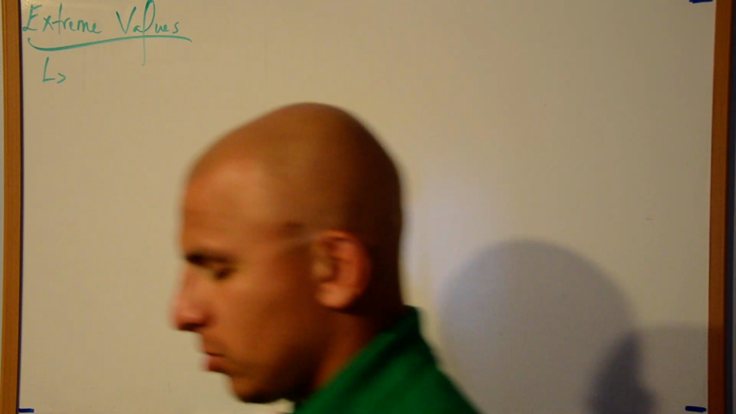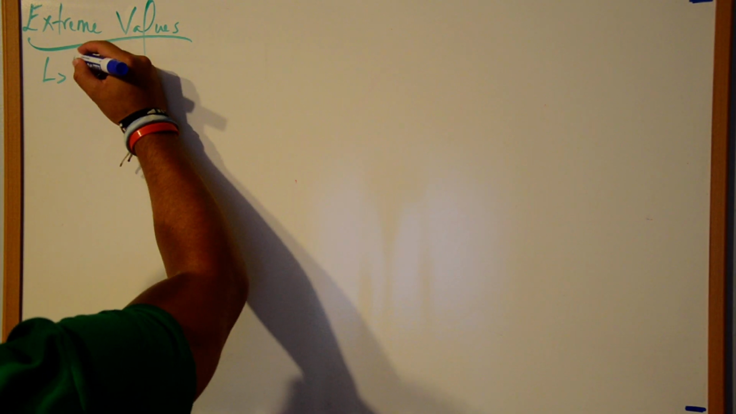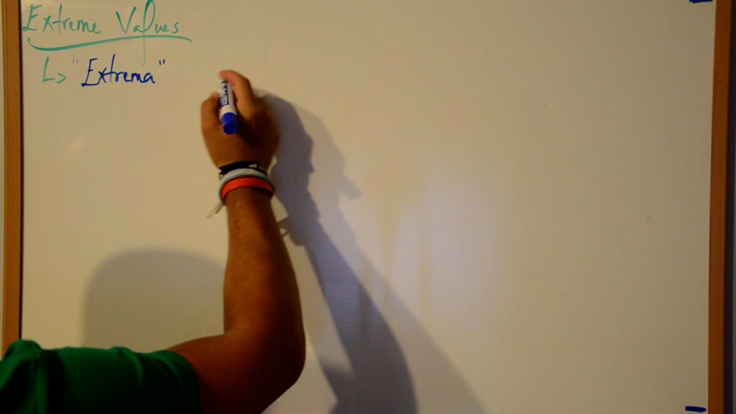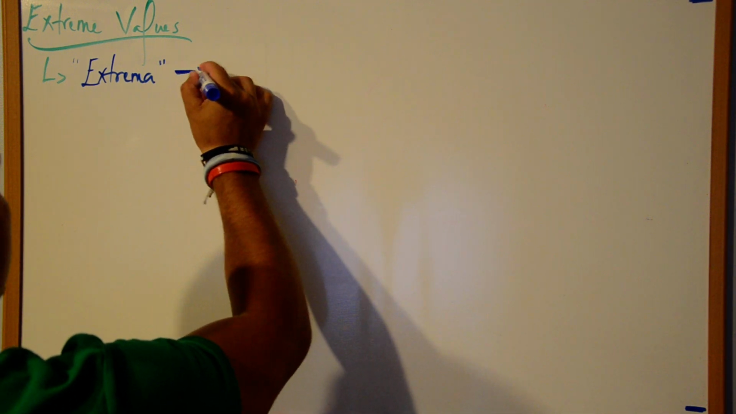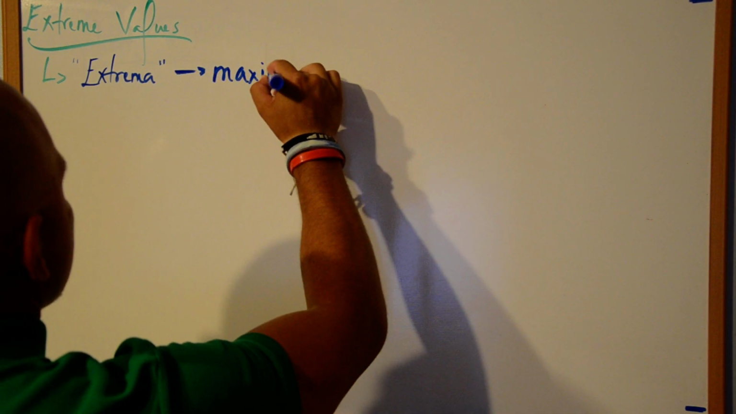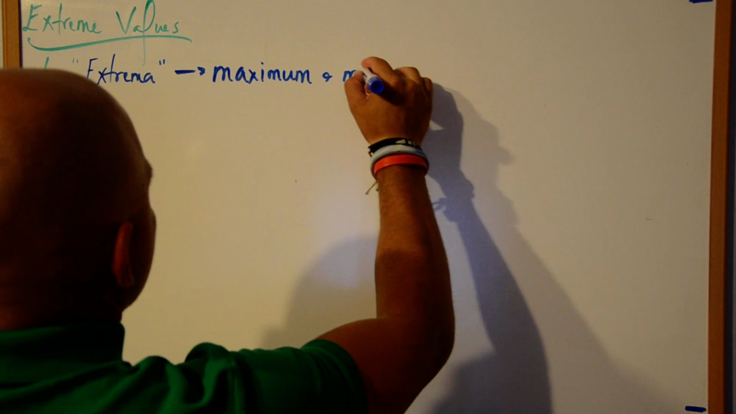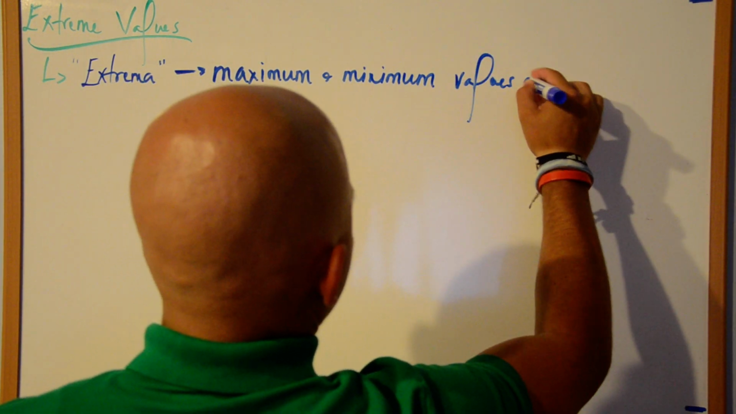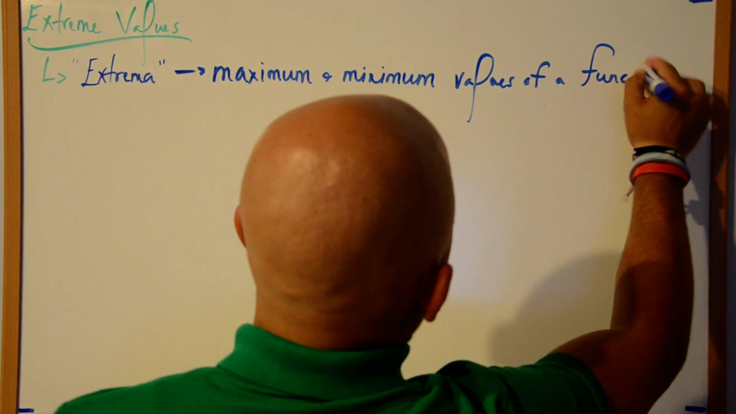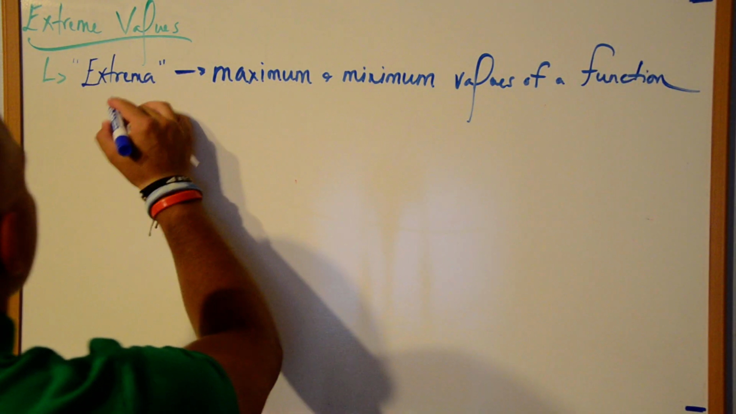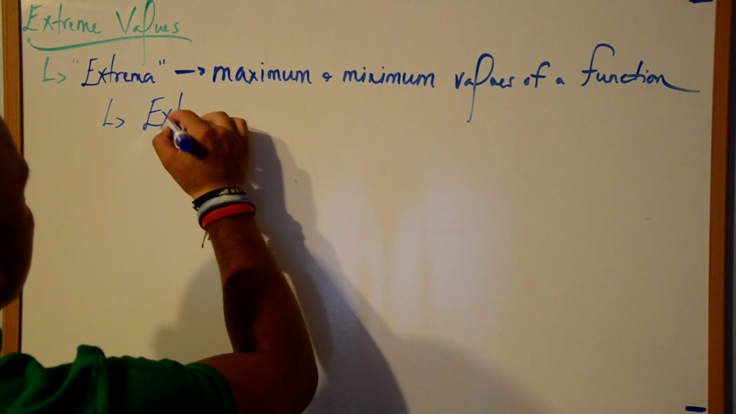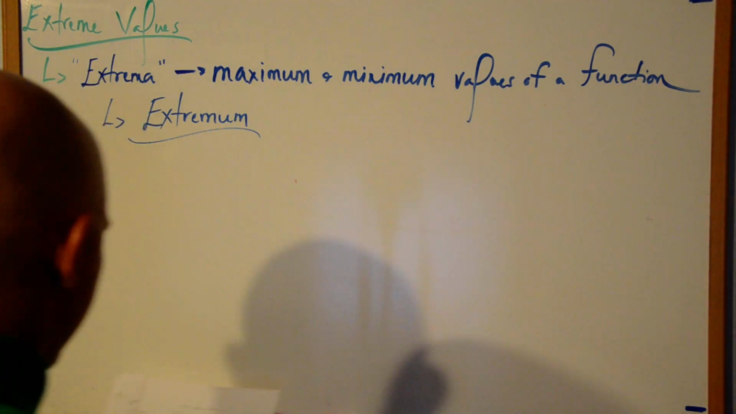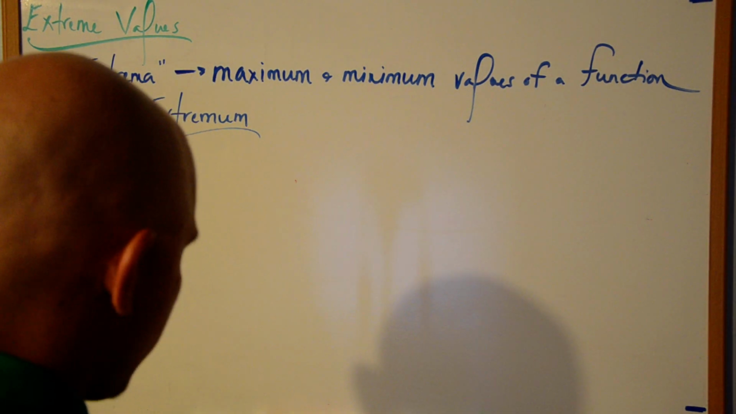So we have extreme values, aka what we call extrema, which are the maximum and minimum values of a function. And if there's only one point, we would refer to that as an extremum.